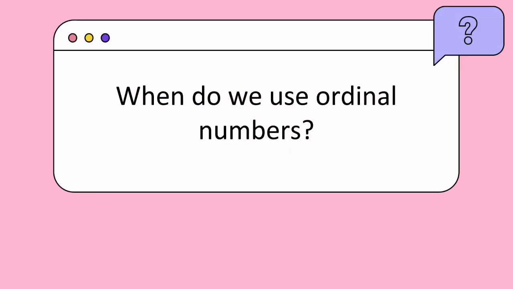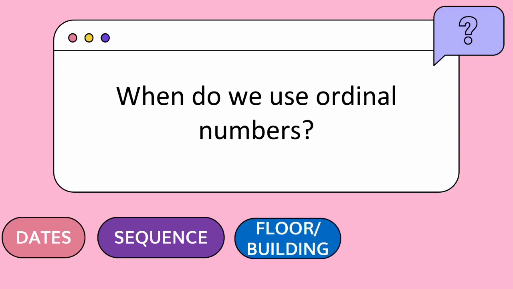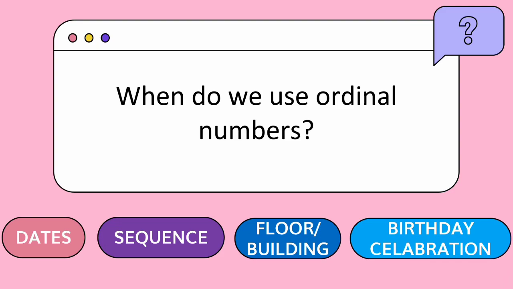Next, when do we use ordinal numbers? We use ordinal numbers for dates, tanggal, sequence, urutan, floor or building, lantai atau gedung, birthday celebration. Jadi kita gunakan ordinal numbers untuk tanggal, urutan, lantai, ulang tahun, atau yang lainnya.